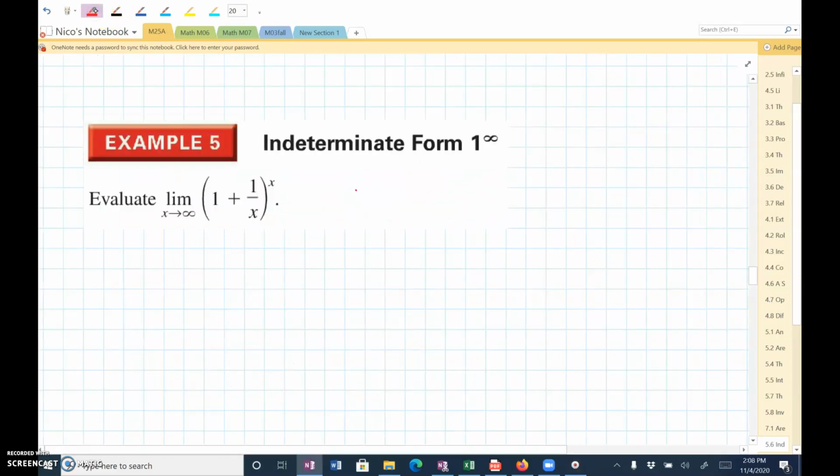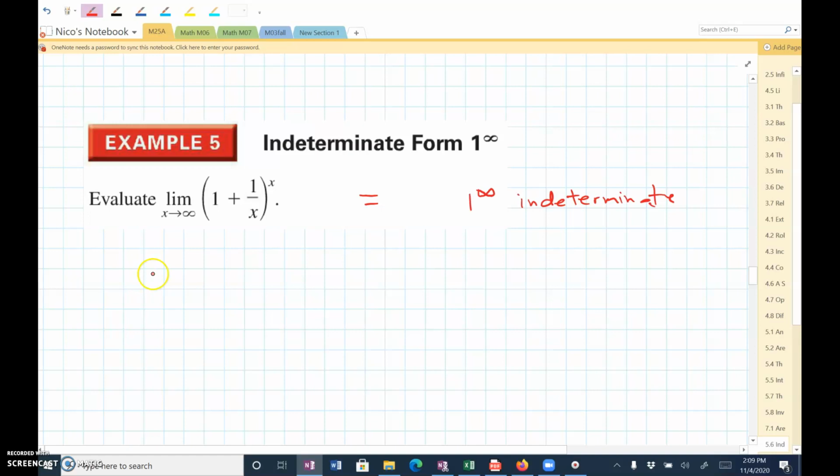All right, example 5, evaluate the limit as x goes to infinity of 1 plus 1 over x to the x power. So if we try direct substitution, this would be 1 plus 1 over infinity to the infinity power. 1 over infinity is 0, so this would be 1 to the infinity power. That's indeterminate. Also, this is just bad notation here, so I'm just going to erase that. Keep that a big equal sign there.